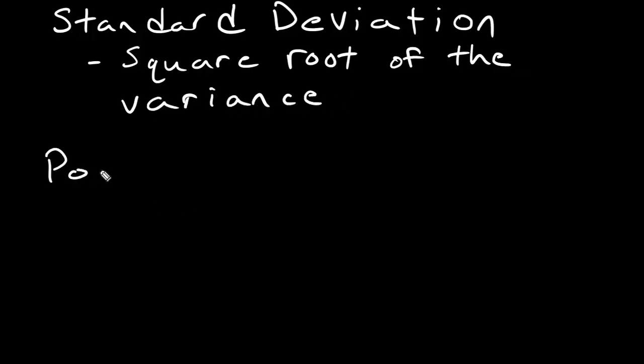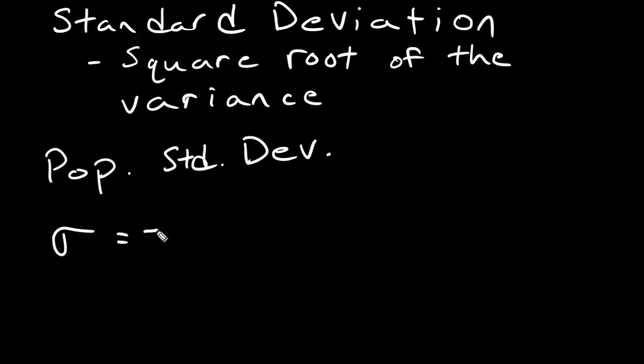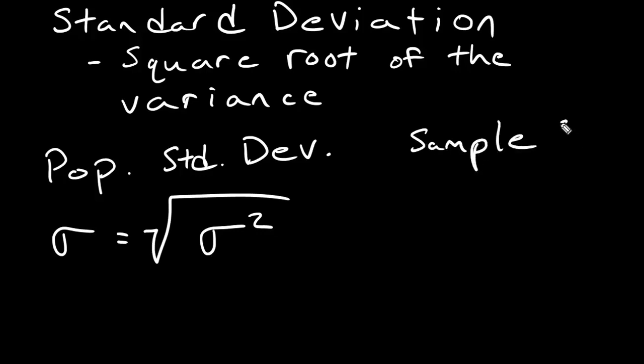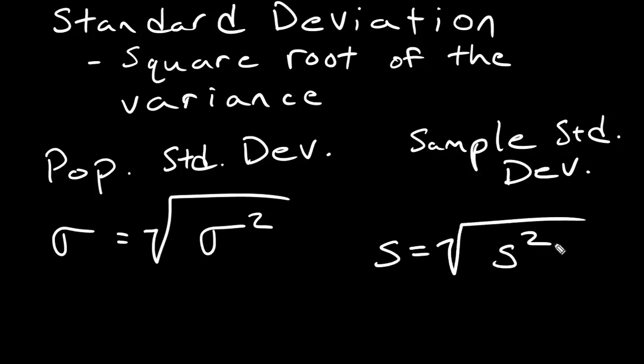When we're looking at the population standard deviation, the formula is sigma equals the square root of sigma squared. For the sample standard deviation, it's just going to be S equals the square root of S squared. Pretty straightforward. The standard deviation we're going to be dealing with quite a bit.